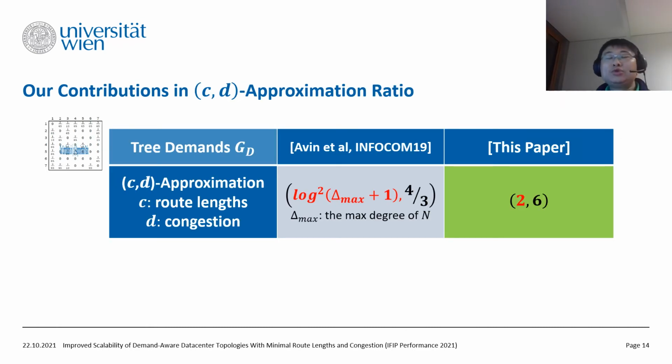Now we introduce our approximation results. When the demand graph is induced by trees, these are our approximation results: approximation ratio 2 for routing length and 6 for congestion. Compared to previous results, although we suffer more congestion, we decrease the routing length substantially. That's why it still makes sense.